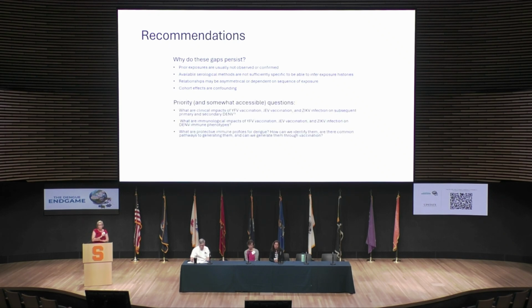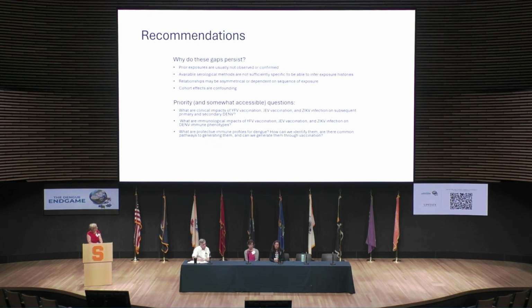So with all of this in mind and the complexity of all of this, what should we focus in on? Because it is an insane amount of complexity. With dengue in mind, there's a few things that I think are somewhat low-hanging fruit and important. So the first is, what are the clinical outcomes of individuals who receive yellow fever vaccine, JE vaccine, and Zika infection on your primary and secondary dengue infections? The next is understanding how do these primary flavivirus exposures shape your immune response, and how does that change your immune phenotype before you get exposed to dengue as well as after?